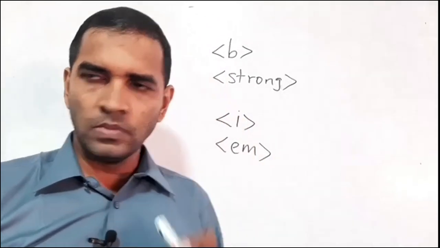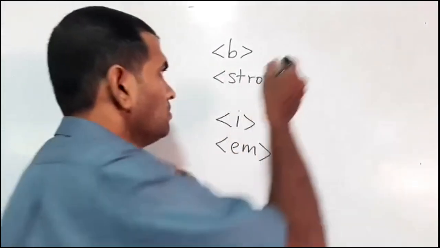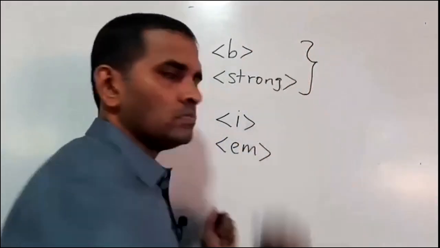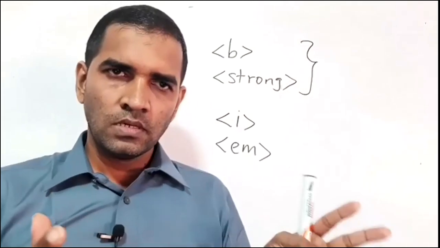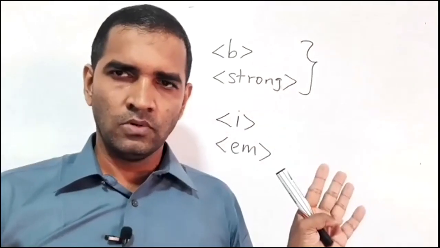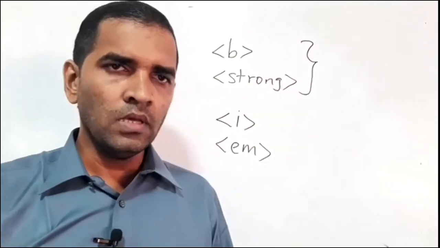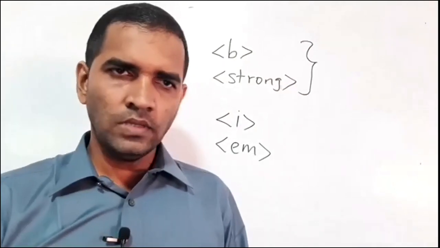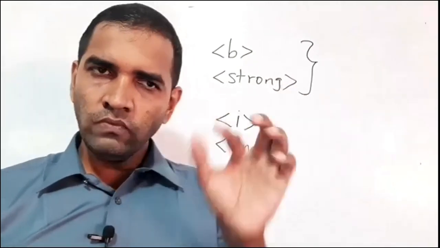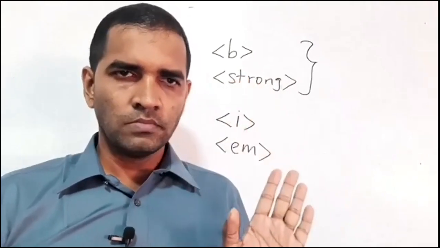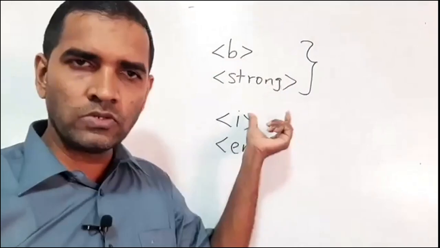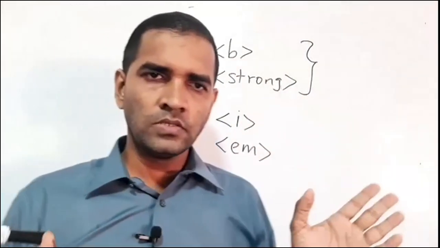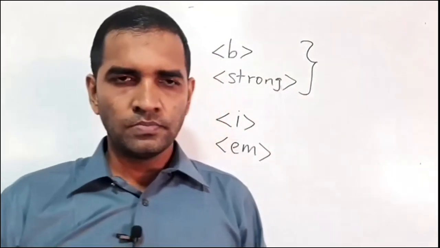Listen to me. Both B and strong display text in a bold manner. Both will behave the same, but definitely there is a difference between these two. Visually, they look bold. Agree? I already applied them, right? So you can use B or strong to display text in bold.